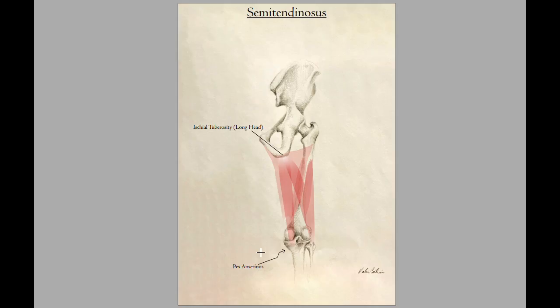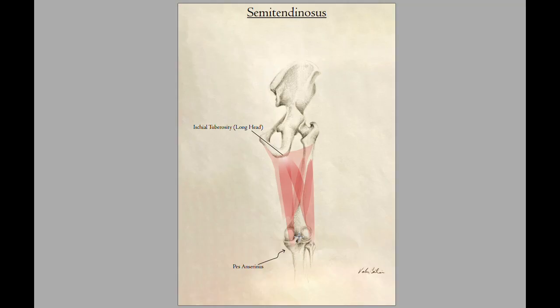Pes anserinus. For anybody who knows how to speak Latin, this means the goose's foot. Pes means foot. Anserine, I'm not sure exactly what it means, but I know it refers to goose in this context. So why would I call it the goose's foot? Where the hell did that come from? If you look at a goose's foot, it's going to have essentially 3 digits separated by webs. And so there are 3 strap-like muscles that attach to this area known as the pes anserinus. One of them is the semitendinosus.